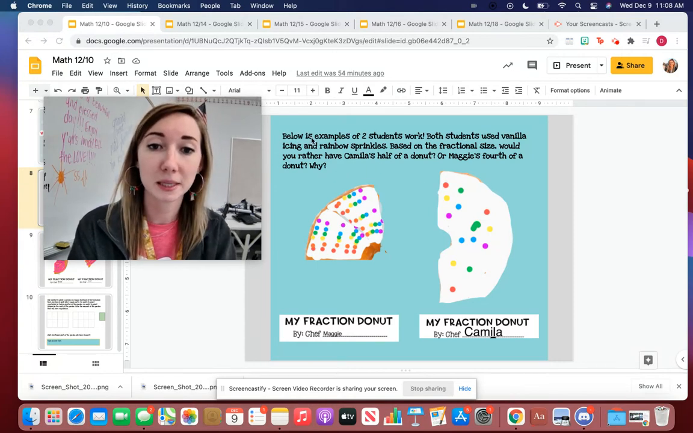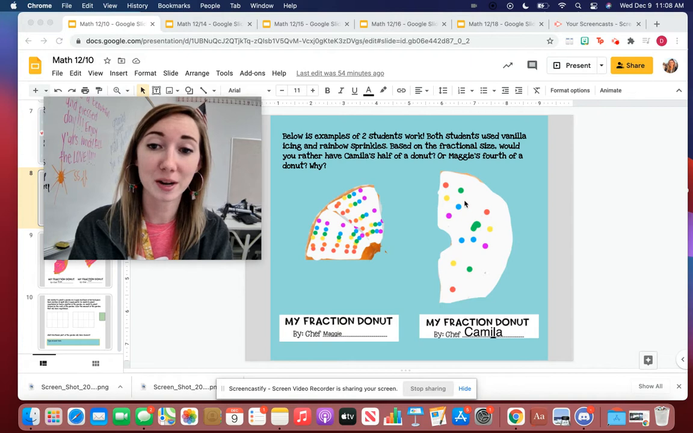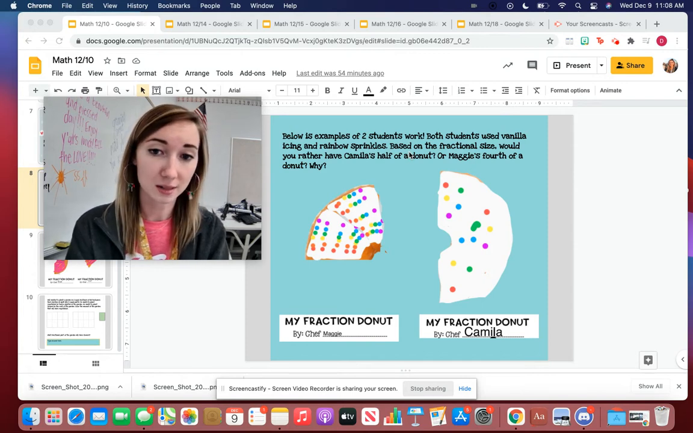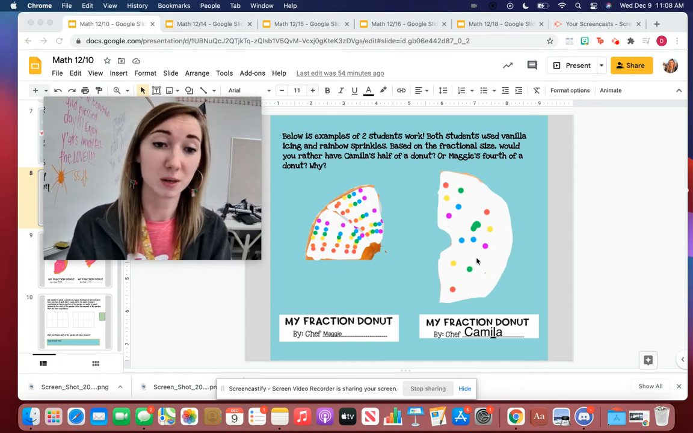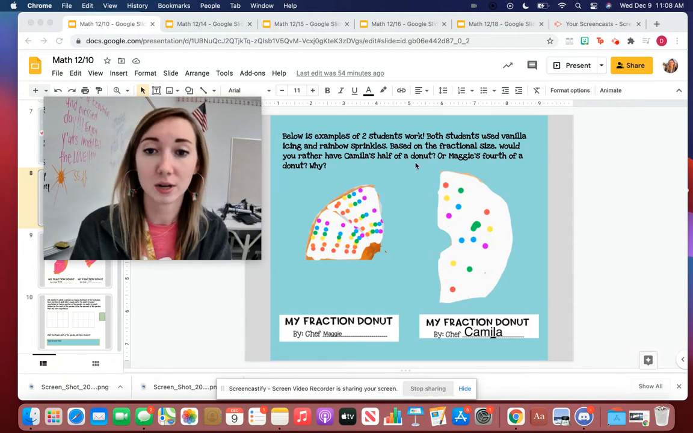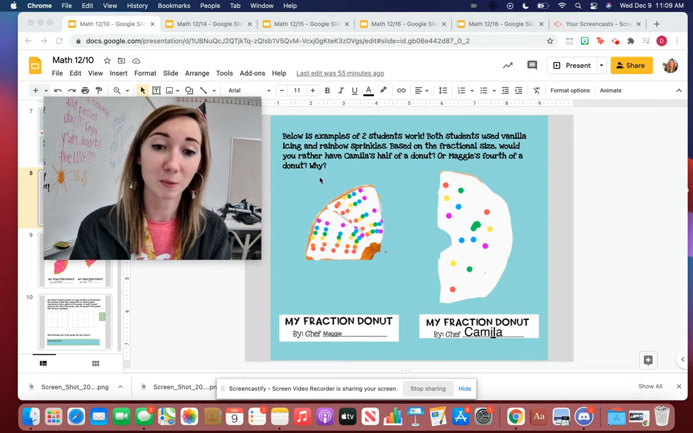It says, below are examples of two students' work. We have one example here, which one of your classmates made, and then here's another one from another classmate. Both students used vanilla icing and rainbow sprinkles, so they used the same ingredients. We wouldn't pick one just because we don't like vanilla icing, because these both have vanilla icing. But based on the fractional size, would you rather have Camila's half of a donut or Maggie's fourth of a donut, and why?